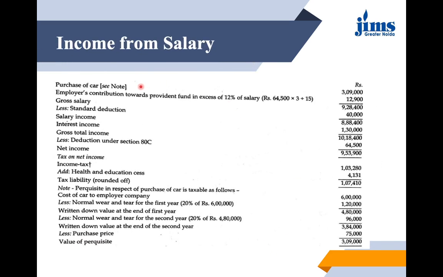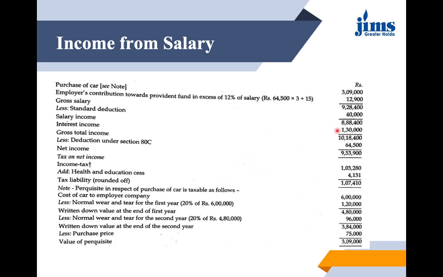Then purchase of car. I'll explain the details of the purchase of car. It is marked as 3,09,000 while I will reach the working note. Then employer's contribution towards provident fund in excess of 12%. You must remember that we have studied in the provisions that up to 12% it is allowed, and beyond that it is taxable. So we can calculate that for the time period that is given to us. From there we can obtain the gross salary. We can provide the standard deduction of 40,000 because this is also a case before 2019. So we are able to get the income from the head salary.